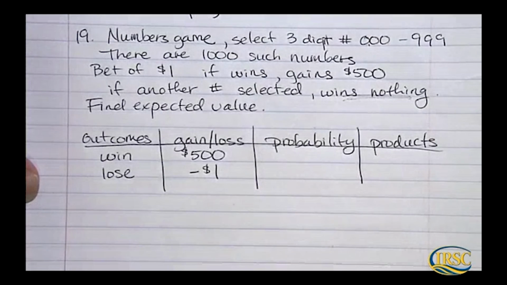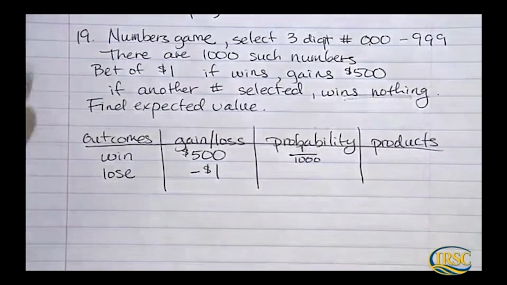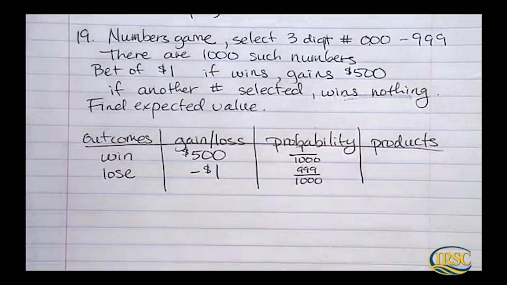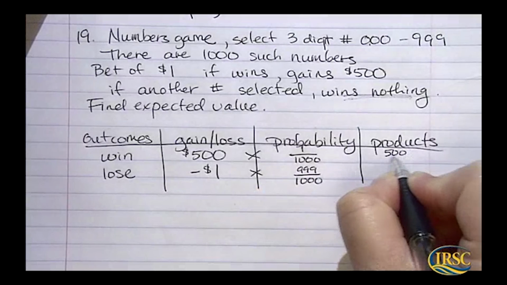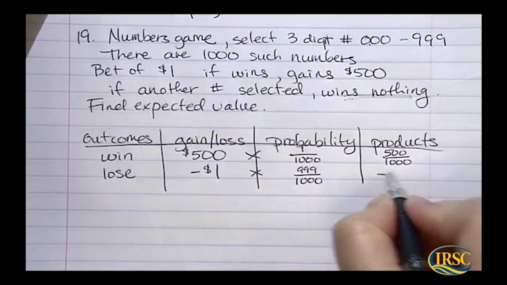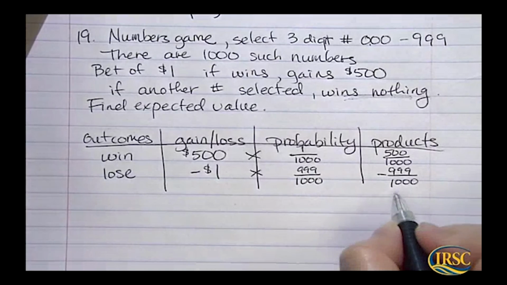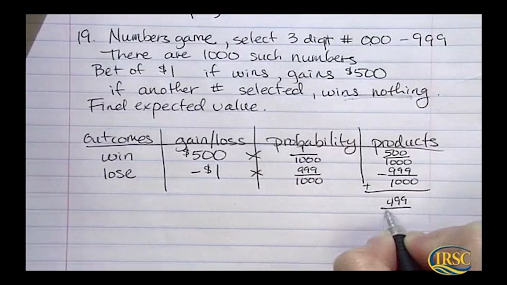All right, what is the probability of winning? 1 over 1,000, right, because you select one number out of 1,000. And so the probability of losing? 999 over 1,000. Good, because there are 999 other numbers that you didn't select. So everybody okay with that? All right, so multiplying, this gives us 500 over 1,000. And then this one gives us negative 999 over 1,000. Don't reduce your first fraction, because you have to add these fractions together anyway. So when you add, you get 499 over 1,000, correct?